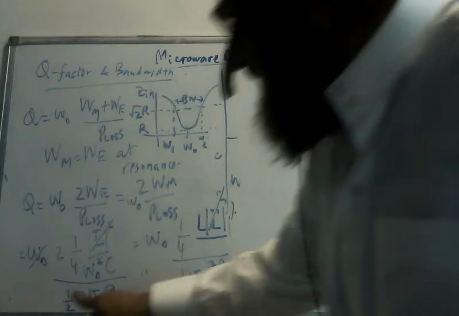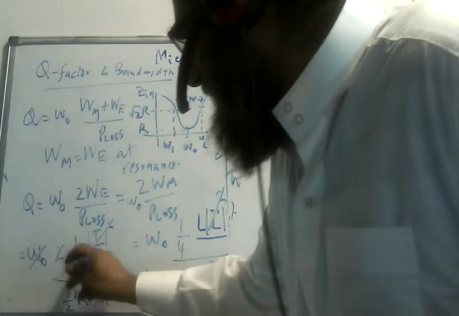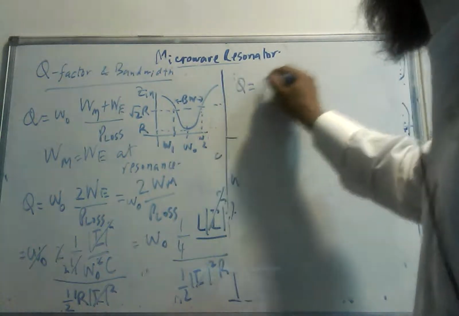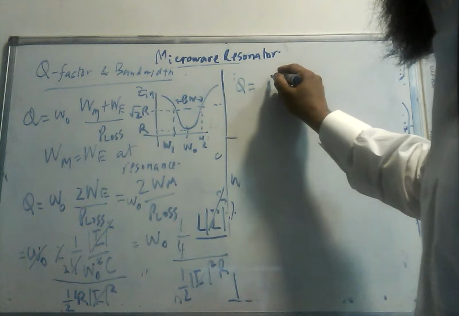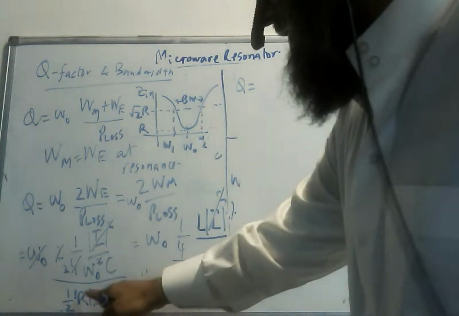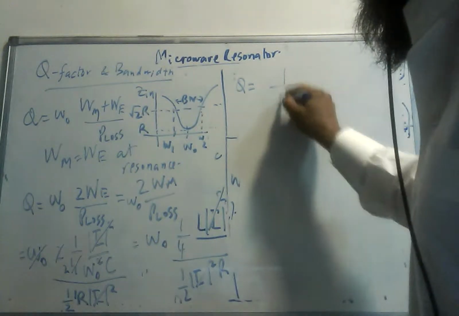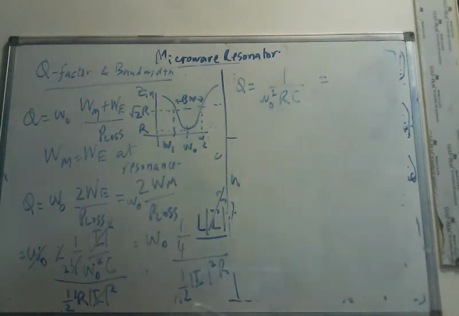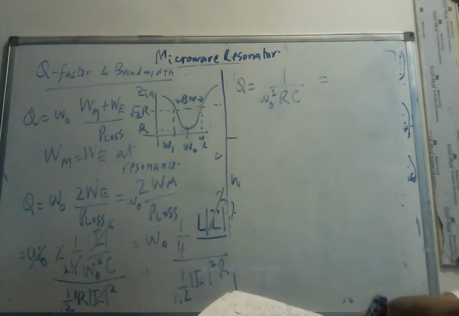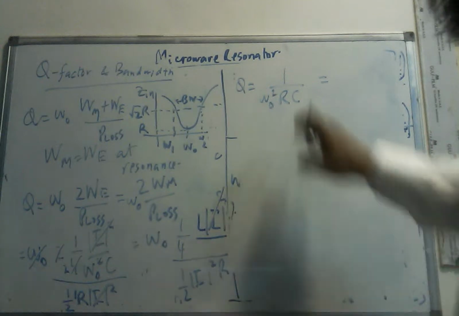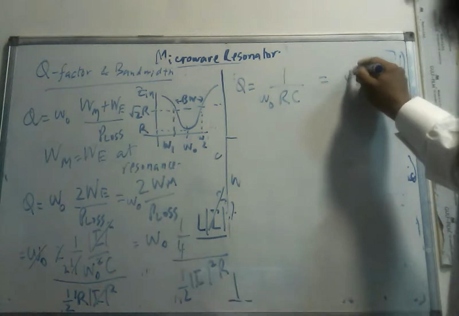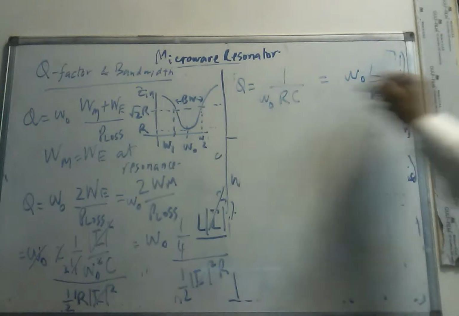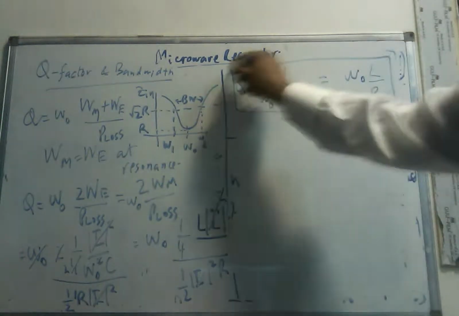So this 2 cancels with this 2, and then the 1 over 2 cancels. So what I have at the end is my equation for quality factor, which is divided by R. So it is 1 over RC omega naught square, and this is equal to omega naught. I have omega naught and then L over R. So these are the two equations for the quality factor.